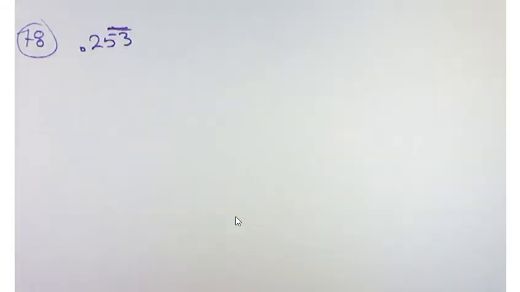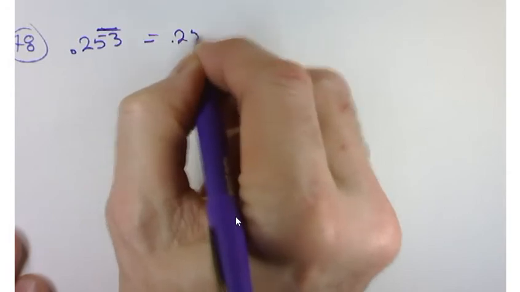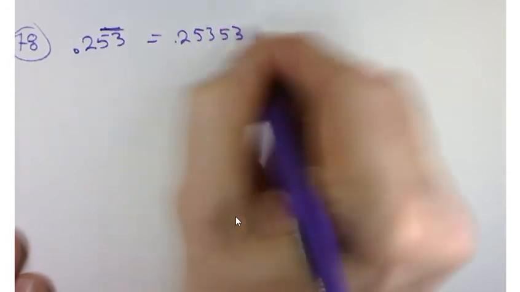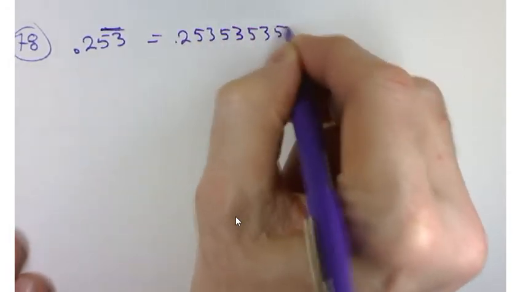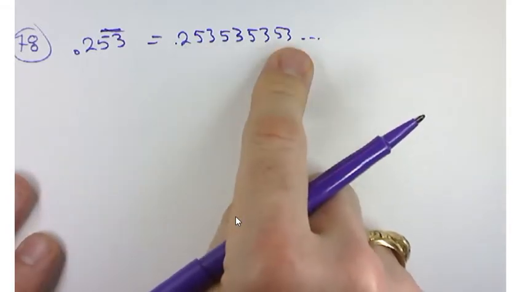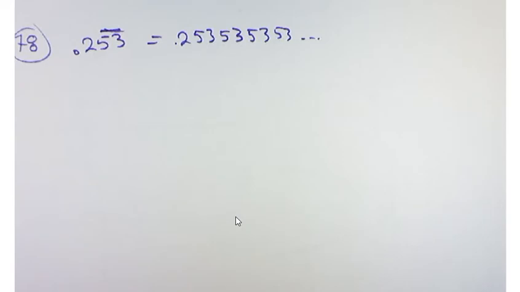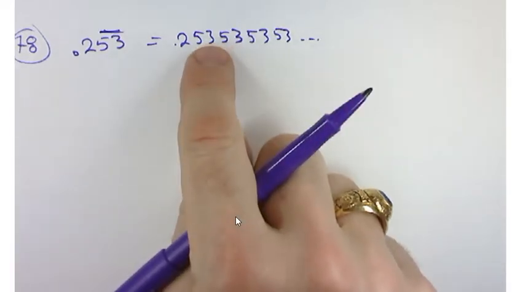Does anyone remember what this bar notation means? 0.253 bar. Yeah, the 5-3 part is repeating. So this is 0.2, 5-3, 5-3, 5-3, etc. It goes on and on forever and never ends. Now the thing is, because it has a repeating pattern, it's a rational number. We can write it as a fraction. And that's the goal of this problem, to figure out what fraction that is.